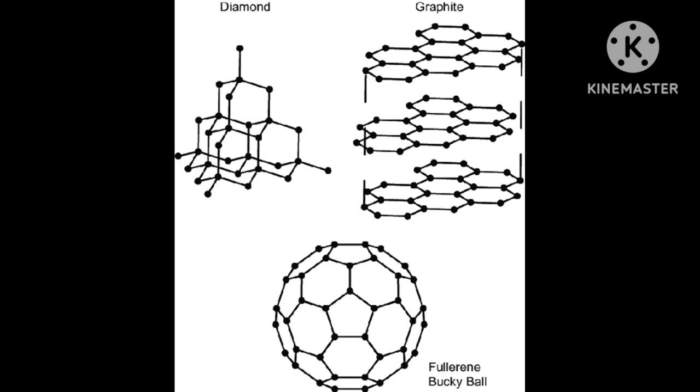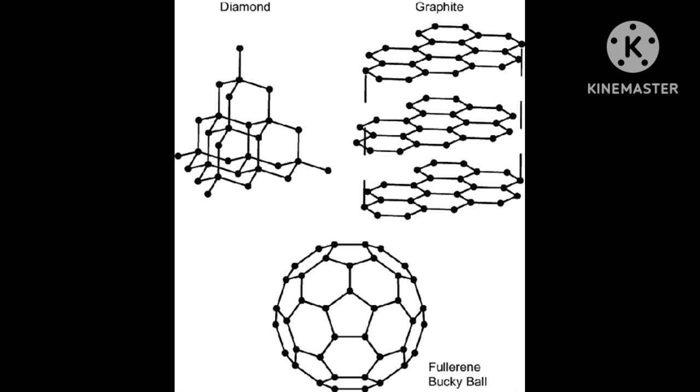Now I am going to tell about diamond. Diamond has a crystalline lattice. In diamond, each carbon atom undergoes sp3 hybridization. Remember, in diamond carbon has sp3 hybridization and is linked to four other carbons. Each carbon is linked to four carbons in a tetrahedral structure, using sp3 hybridized orbitals, in tetrahedral fashion.